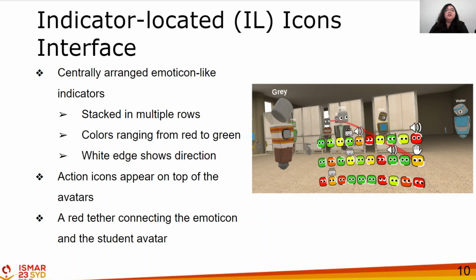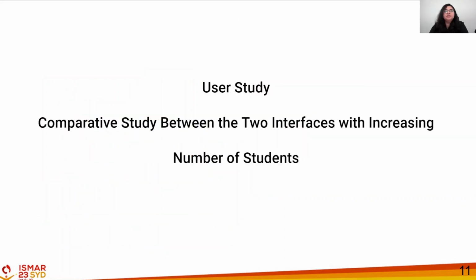Next, we have the indicator located icons interface. In this version, all student avatars have a representative emoticon-like visual indicator, which are arranged centrally in front of the teacher. The indicators are stacked in 3 rows with 10 indicators in each row. The indicators had colors ranging from red to green based on the simulated student's attention state. The green color represents attentive students and the red represents highly distracted students. Action icons appear right on top of the emoticon indicators. A red tether connecting the emoticon and the student avatar appears when a student becomes important.